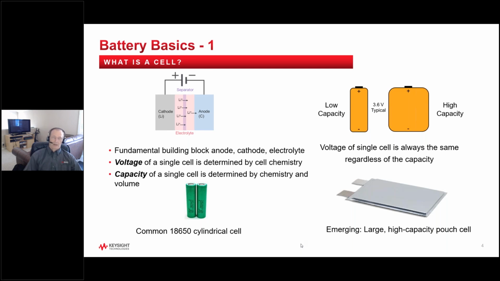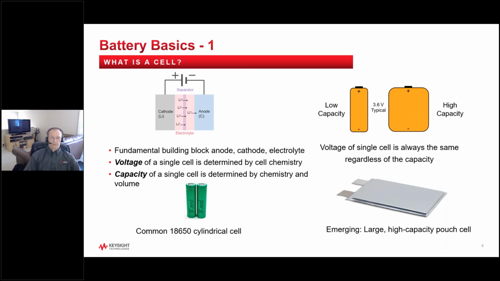The capacity of a cell, of course, is determined by chemistry and volume. So you can increase the capacity of your cell by just making it larger. 18650 lithium batteries are pretty common. Actually, that's what I have for my demo device too. But the voltage of a cell, as I said, is always the same regardless of the capacity. So you have low capacity, high capacity, pretty much dependent on the size of the battery to a large extent.